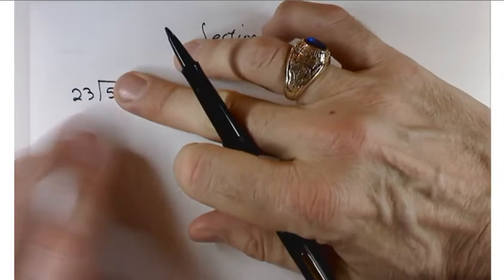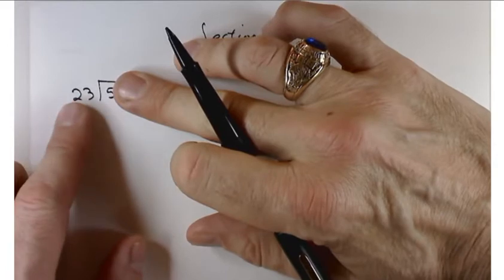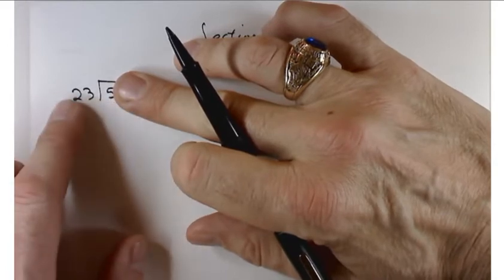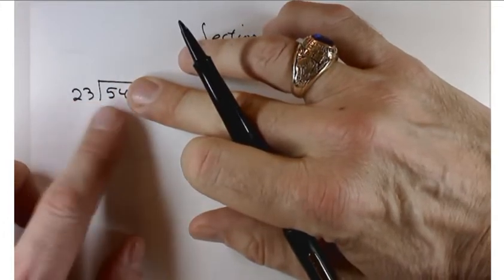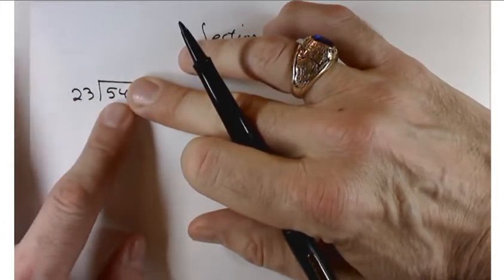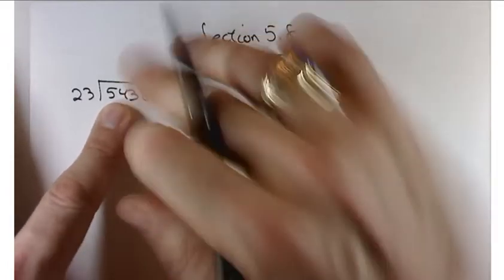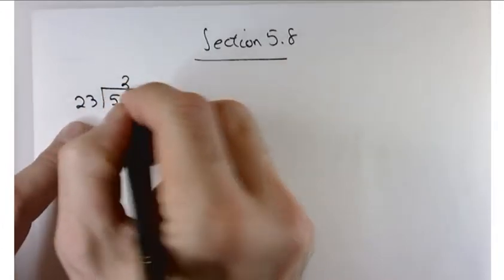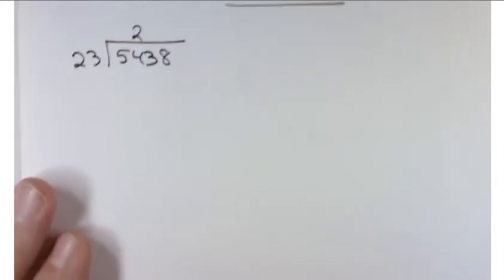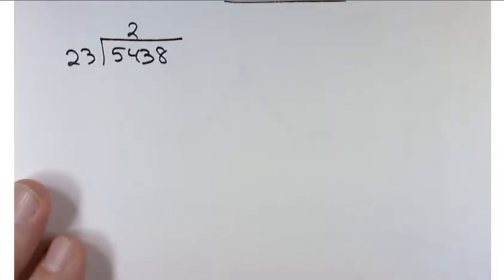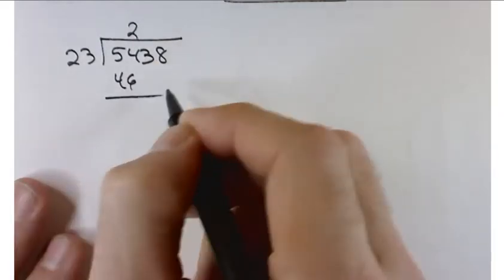So the first thing we do is we compare these two things, right? We want to figure out, what do I multiply this by to get this? Well, 23 doesn't go into 5, does it? So let's move over. Does 23 go into 54? How many times? Twice? So let me put a 2 up here. What do I do with that 2 then? Two times 23 is 46. Put it on 54. All right, good.